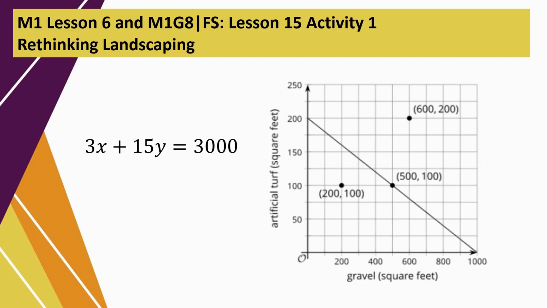In a previous lesson, students developed an understanding that a point on the line is a solution to the equation. In this activity, students interpret the coordinate pairs of points on either side of the graph of the line. Students are asked to determine if the point (600, 200) satisfies the constraint. They also look at the point (200, 100) and determine if it satisfies the constraint.